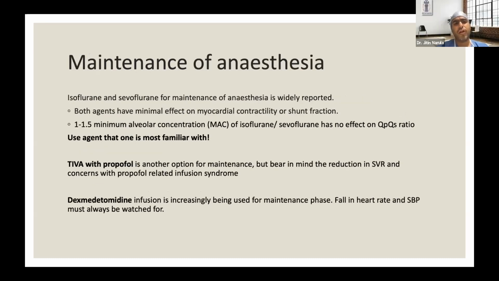Maintenance phase: isoflurane and sevoflurane are usually used for maintenance, as widely reported. Both agents have minimal effect on myocardial contractility or shunt. MAC of 1 to 1.5 is usually well tolerated with no effect on QP/QS ratio. And one can use any agent which the person is familiar with. TIVA with propofol is another option, but be mindful of the reduction in SVR and the concerns of propofol-related infusion syndrome.